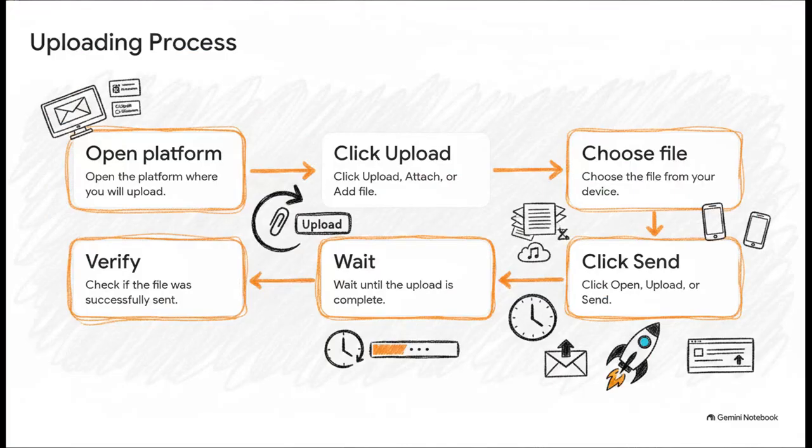Let's walk through the 6 universal steps to upload a file successfully. First, you open the platform you're using, like your email app. Second, you click the Upload or Attach button. Third, you choose the specific file from your device's storage. Fourth, you click Open or Send to initiate the process. Now, pay super close attention to steps 5 and 6, because honestly, this is where most mistakes happen.